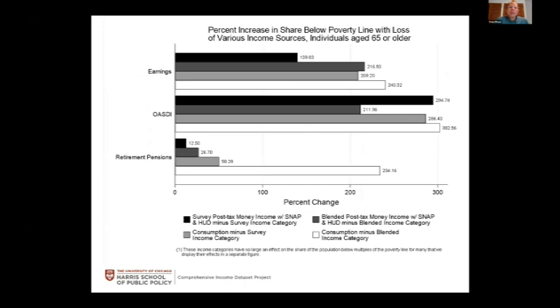Let me jump and show you what happens to the poverty reduction due to various income sources using our blended data. This figure shows how much poverty would rise in percentage terms if a given income source were removed. We see that relying on blended income and examining consumption both tend to indicate a larger role for many income sources in lifting older individuals above the poverty line. We see a smaller role for OASDI in the blended income measure than the survey income measure, which is a departure from the overall pattern.